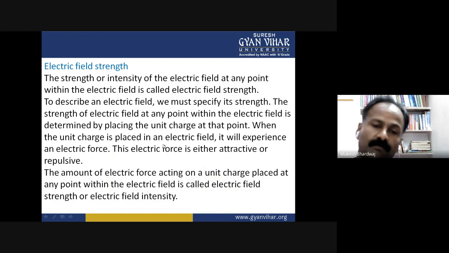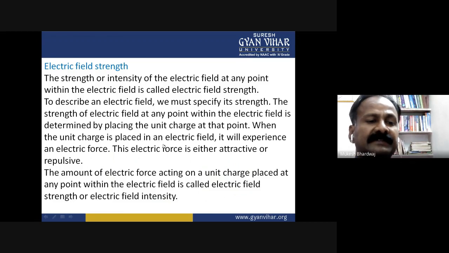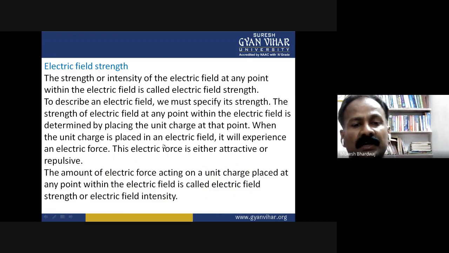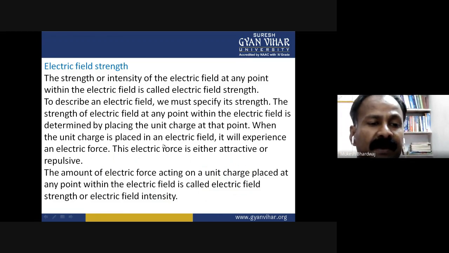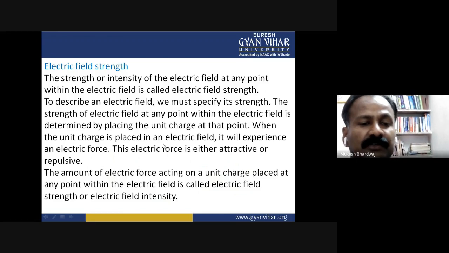So, more specifically, we can say that there is a region of space around a charge or a system of charges within which other charged particles experience electrostatic force. This region is spoken of as electric field. Thus, a particle is said to be in an electric field if the particle experiences an electrostatic force.